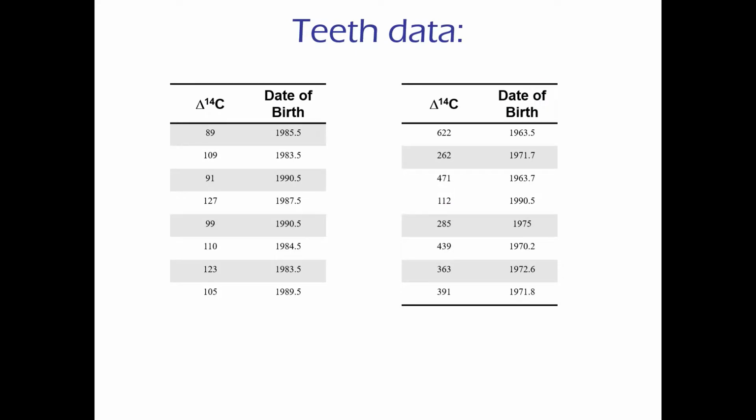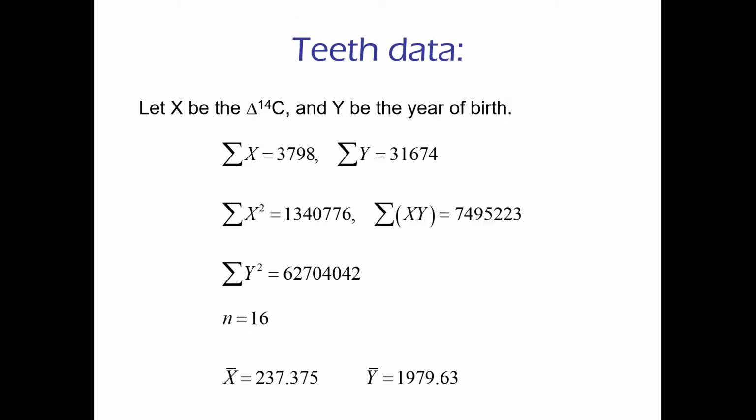In this example, we took a small subsample of 14 measurements from the original study, and the amount of dental carbon-14 and the date of birth are listed in the table here. In this case, the amount of carbon-14 is the explanatory variable, and the year of birth is the response variable. So carbon-14 is x, and the year of birth is y.